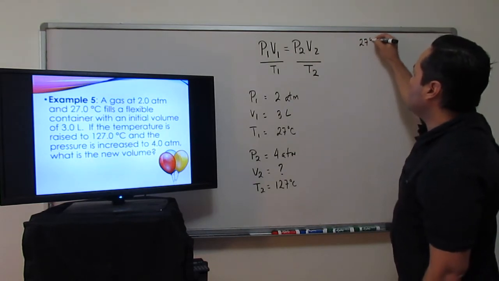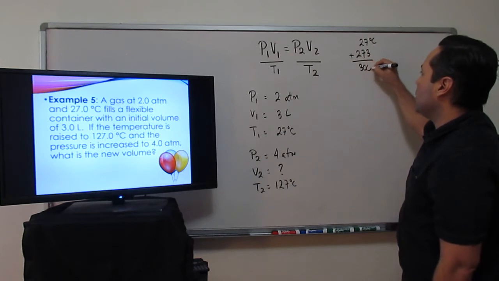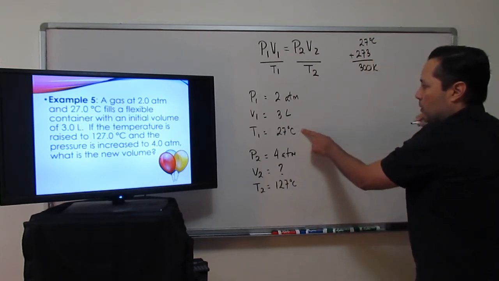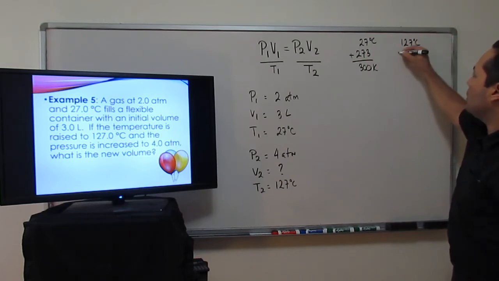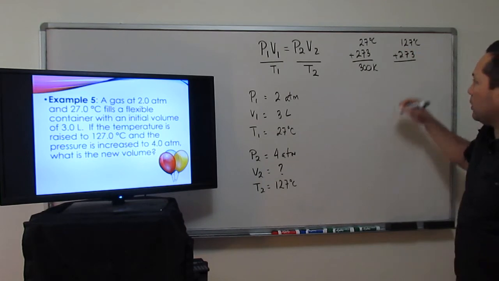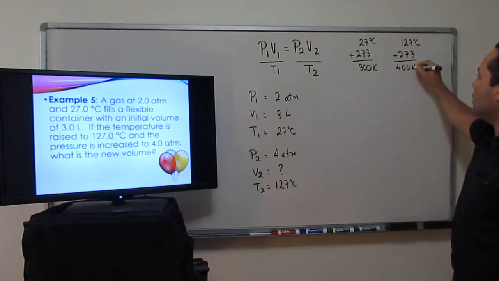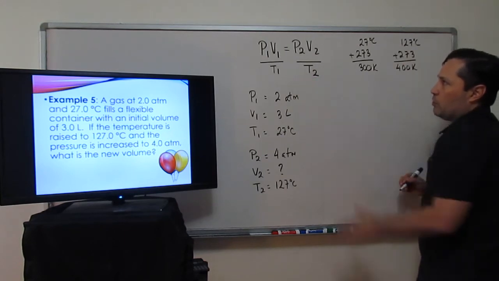So it's going to be 27 degrees Celsius plus 273. That gives us 300 Kelvin. So that's really this value right there. And for the 127 degrees Celsius, same thing. We're going to add 273 to change it from Celsius to Kelvin. So it's going to give us 400 Kelvin. Alright, so now I've got the correct values. I'm going to plug them into this formula.